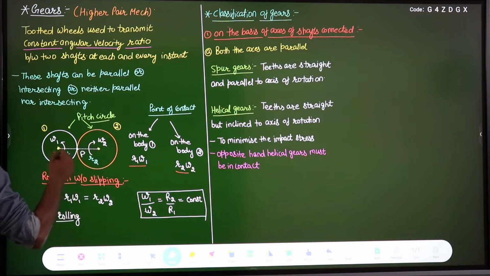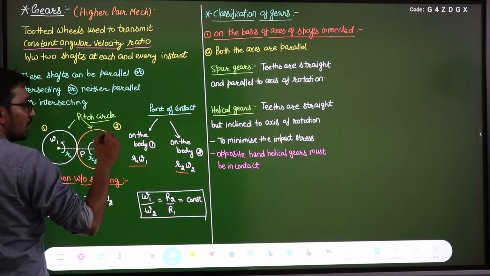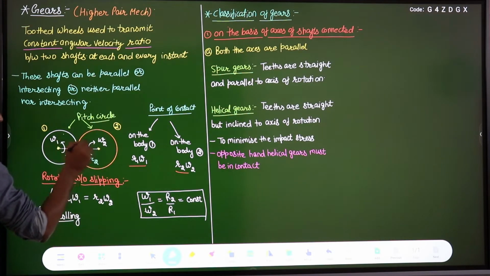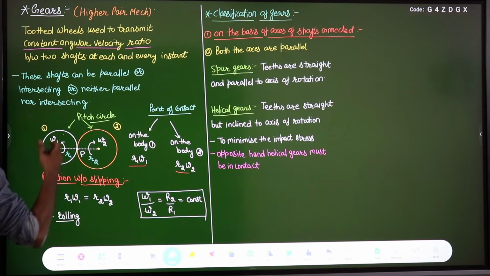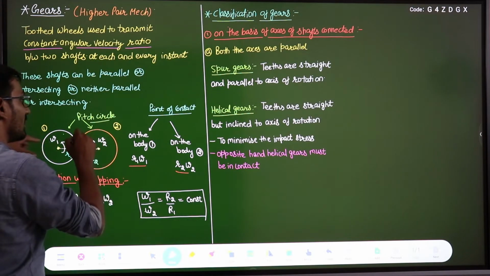So how is the power transmitted from this shaft to this disc or gear 1, from gear 1 to gear 2, and from gear 2 to this shaft? This is the flow of power. Hence the power will be transmitted from one shaft to another shaft, and in this example both of the shafts are parallel, right? These are parallel.